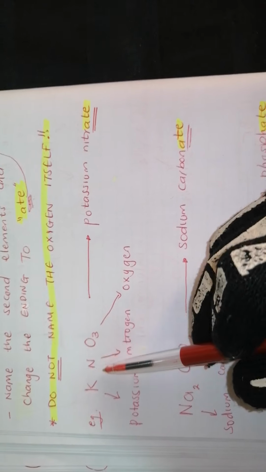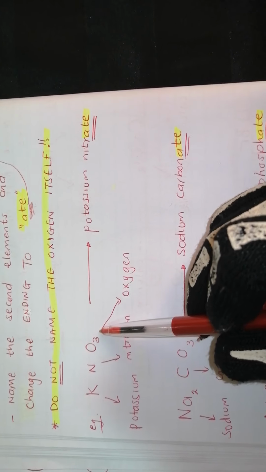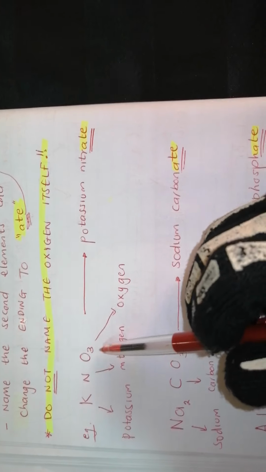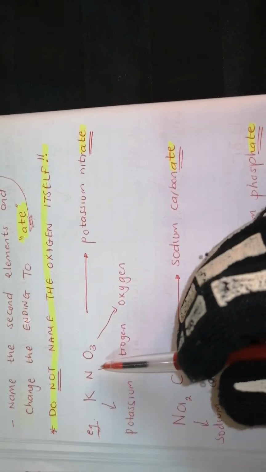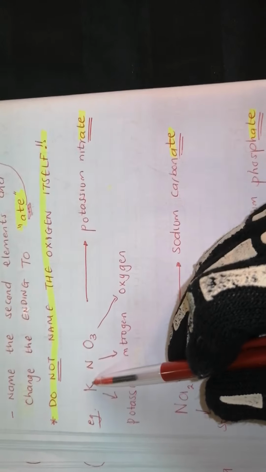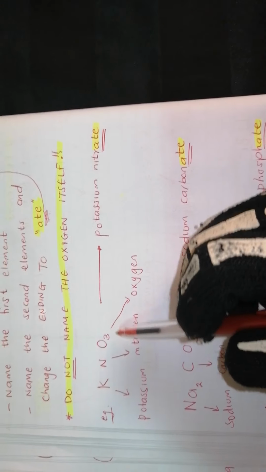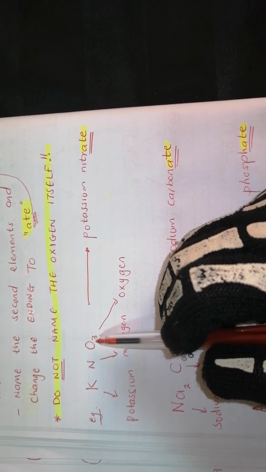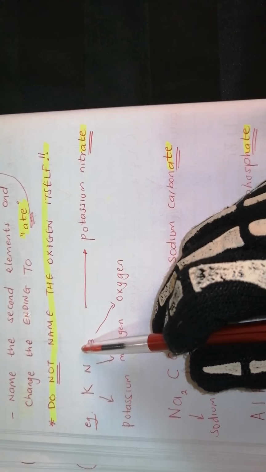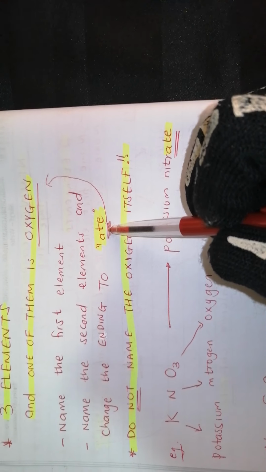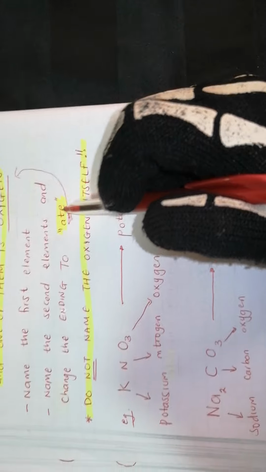So we have here this compound which is KNO3. Now I told you when it comes to numbers, just ignore them because the numbers don't really mean anything here. Let's first count how many elements are in this compound. We have K, which is potassium, we have nitrogen, and we have oxygen. So there are 3 elements in this compound, and one of them is oxygen. Can you see that? We have oxygen here. Because it has oxygen, the name must end in "ate," but we're not going to name the oxygen itself.